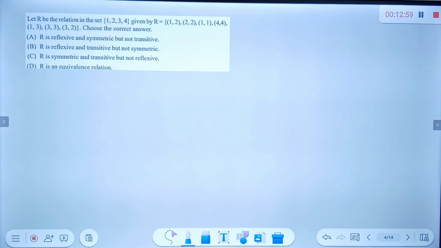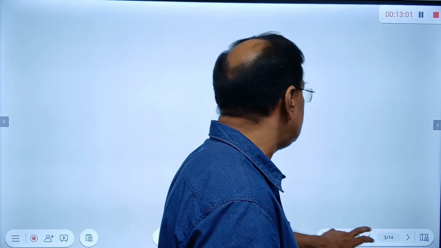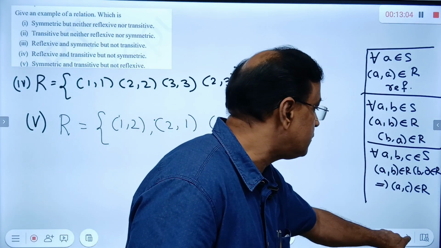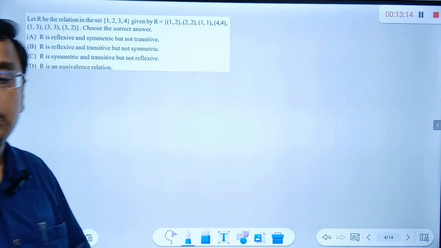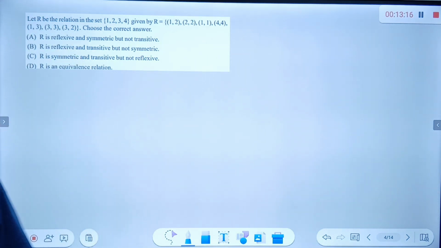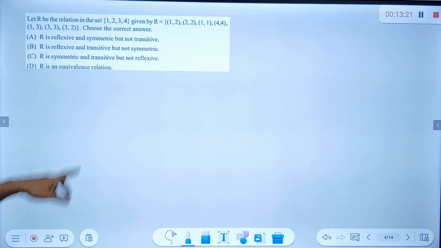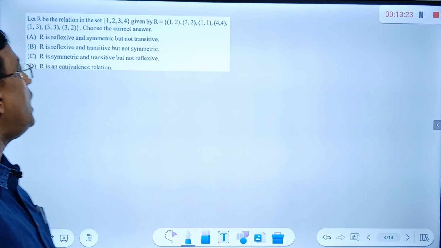Now let's go to the next question. The previous one is also an NCERT question. This is also an NCERT question. And these are all very, very important questions. It's an MCQ question also. R is a relation on the set A, that is 1, 2, 3, 4. There are 4 elements. I gave you an example with 5 elements. Okay. I gave you an example with 3 elements. And they have given you a relation R.